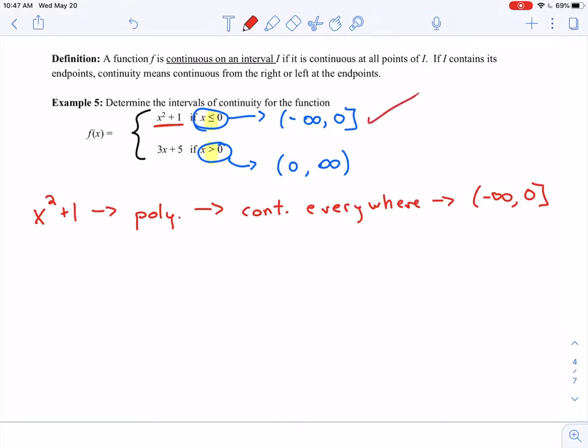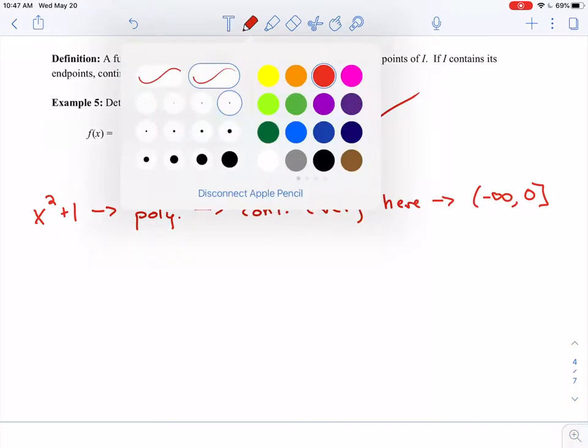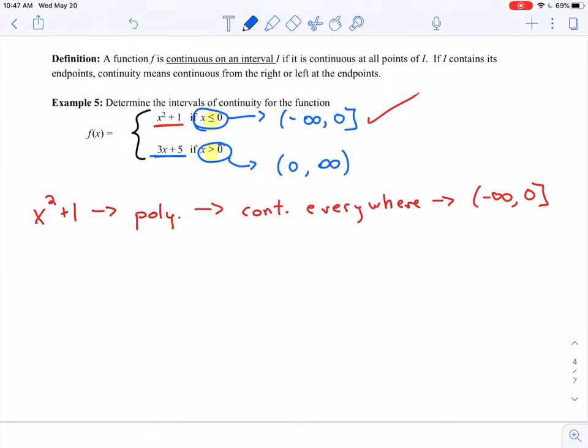I'll look at this bottom part now. Let's do that in blue. Here I'm going to look at 3x plus 5. Again, I'll think about what type of function it is. Well, again, it's a polynomial, and polynomials are continuous everywhere. I'm not going to write that whole word out. So it's certainly continuous on its domain, 0 to positive infinity here. So we've determined that it's continuous on negative infinity to 0 and 0 to infinity.